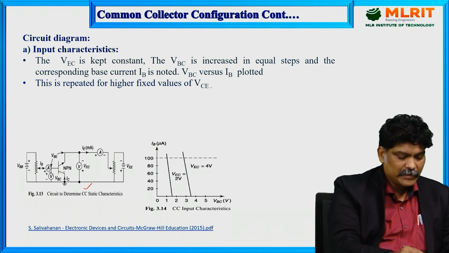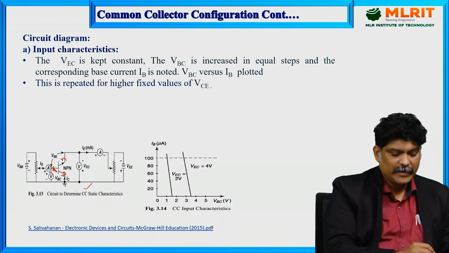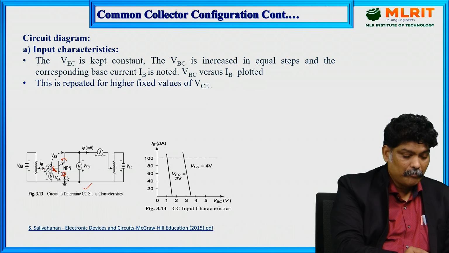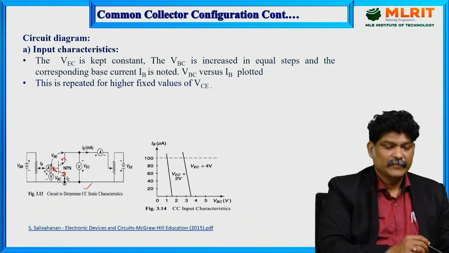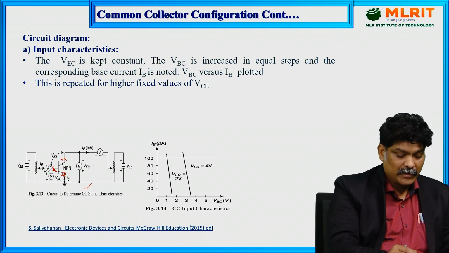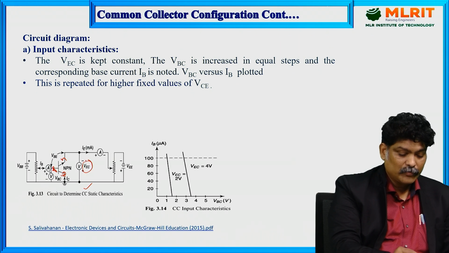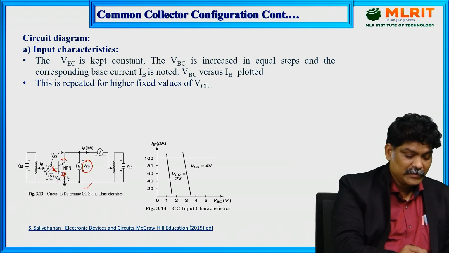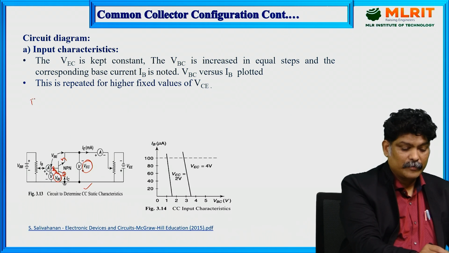Here this is an NPN transistor. So the collector terminal is grounded here, and we apply the input across base and collector, and we will take the output across emitter and collector. So the output voltage is VEC and the input voltage is VBC. So let us write input parameters and output parameters.